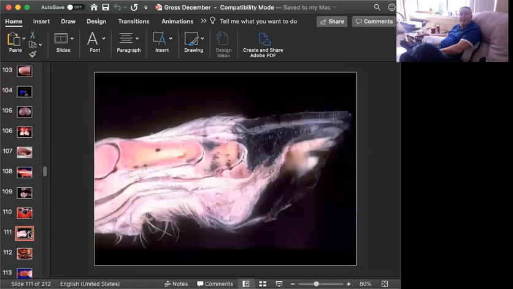Oh, let's go with slide number 1, 2, 3, 4, 5, 6, 7. And this is a horse. Can you give me a morphologic diagnosis?